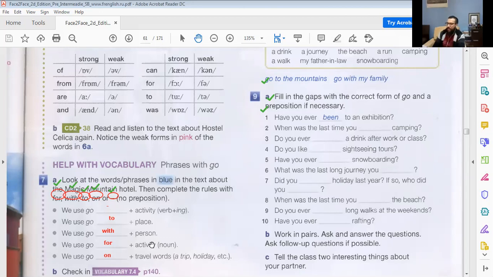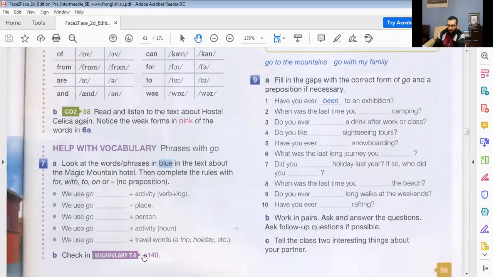Of course, with a person we say with: go with your husband, go with your wife, go with your friend, go with your children. And if it's an activity with a noun, go for a walk, go for a swim. And the last one is go on. Go on vacation, go on holiday, go on a date, things like this. All right, so this is how we can talk about go.